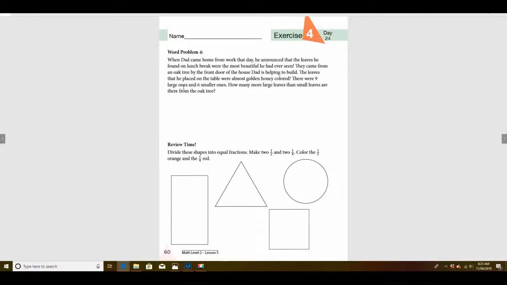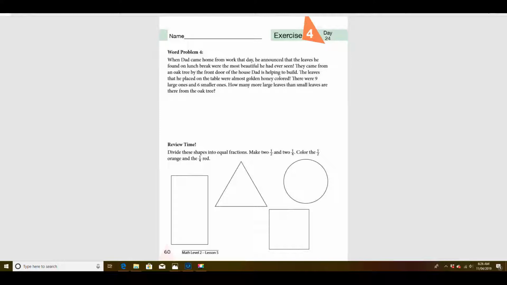The leaves that he placed on the table were almost golden honey-colored. There were 9 large ones and 6 smaller ones. How many more large leaves than small leaves are there from the oak tree? All right, this is a long word problem, so that means we're going to have to be very careful with this one. So let's look back and see what the question was.